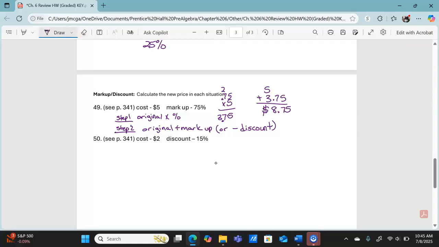It made it look like 18. So again, same process here. The original times the percent, so 2 times 0.15, and that would be 0.3. So then we take $2 minus 0.3, and I'm going to need to borrow 0, 7, and so the new cost is $1.70. And again, the reason why in this one we added, it was because it was a markup, it was going up. And in this one we deducted because it was a discount, the price was going down.